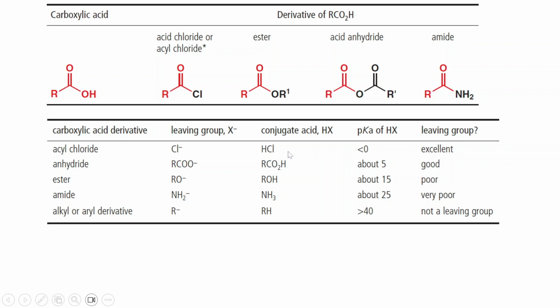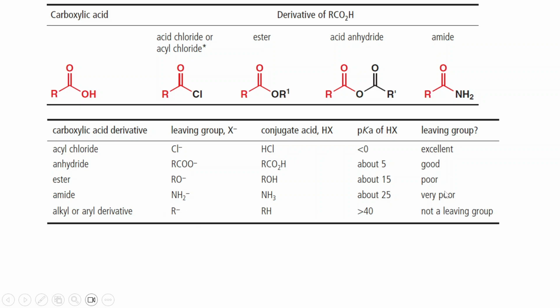And if you protonate them, you will get the corresponding conjugate acid here. And if you see the pK value of this acid, the hydrochloric acid is the most strong among them, right? And if you consider the leaving group, the chlorine is the best leaving group, and then comes the anhydride, right? The RCO minus leaving group will be the second one, and then it comes the RO minus, that is a poor leaving group. Then we have the NH2 minus, which is a very poor leaving group, and you can see finally the alkyl anion, the R minus, that is not a leaving group.